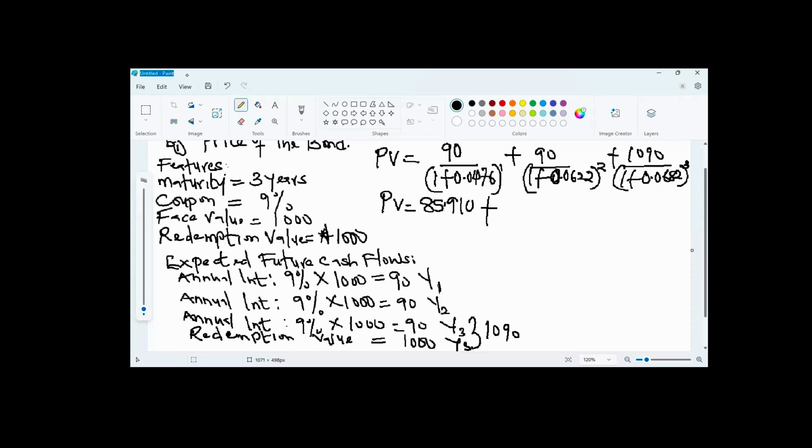That should give us what? 79.77 plus the last one: 1090 divided by 1 plus 0.0682 raised to power 3.